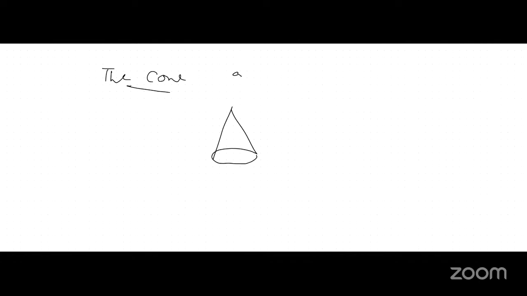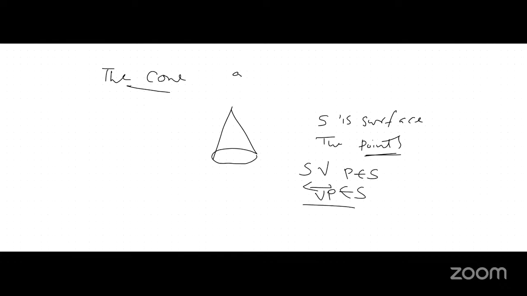So what does a cone mean? S is a surface, a set of points. Then SV is one line. If suppose P belongs to S, then the line VP also belongs to S. Then S is called a cone.